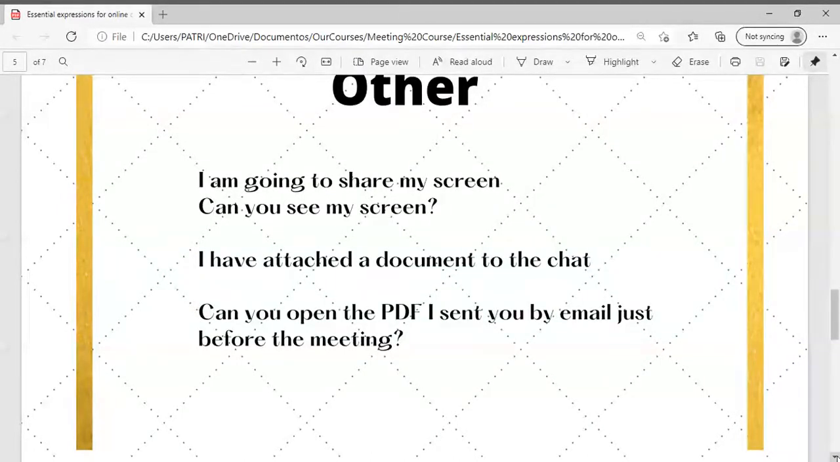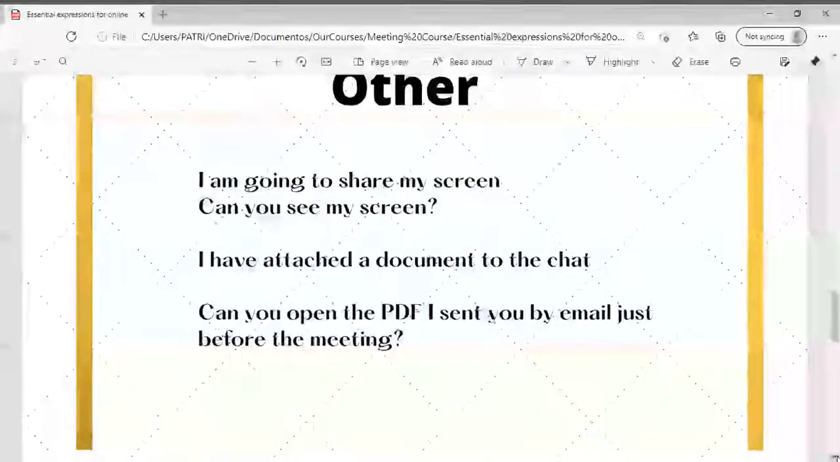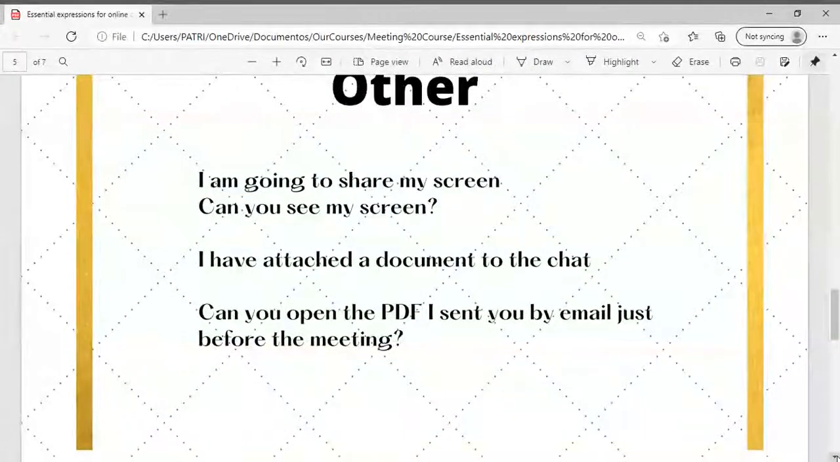And then maybe you want people to see an attachment. So I have attached a document to the chat of the meeting, the comments. Or I have attached a PDF or whatever. And can you open the PDF, for example, I sent you by email just before the meeting started. Okay, so those are some instructions that you might be giving during the meeting.